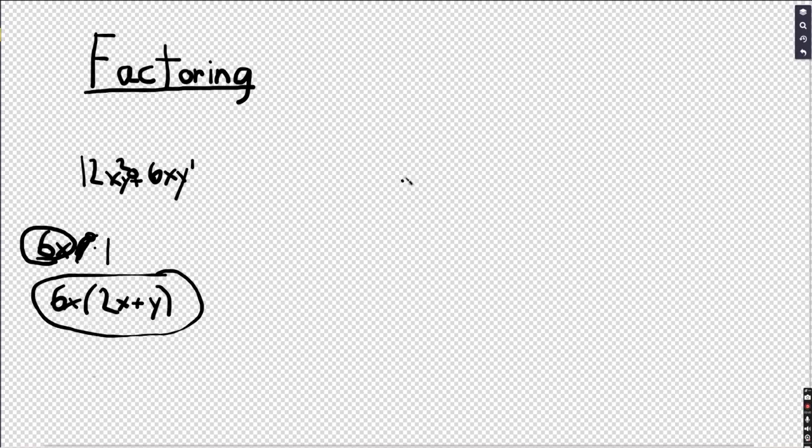Let's do another one. Let's do 15x cubed y plus 10x squared y plus 5xy.